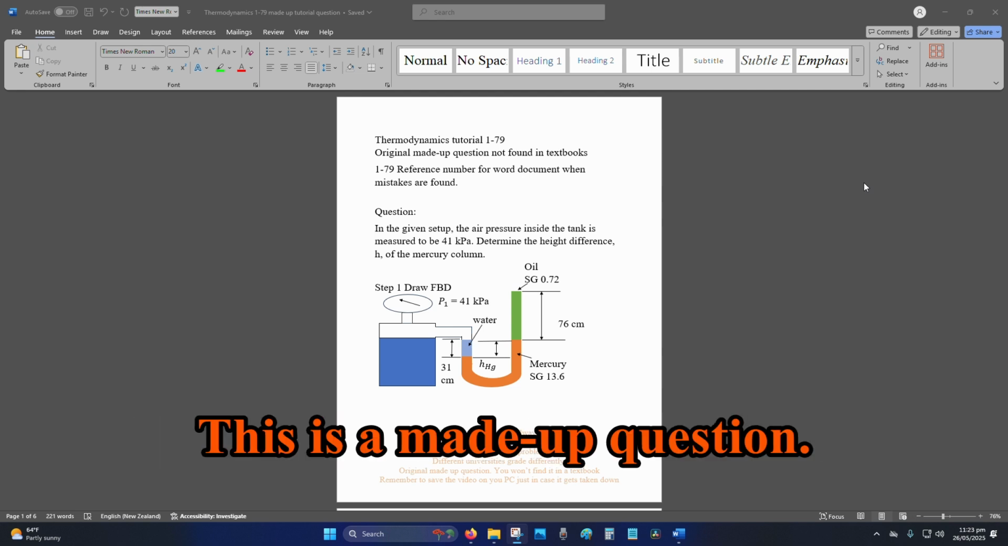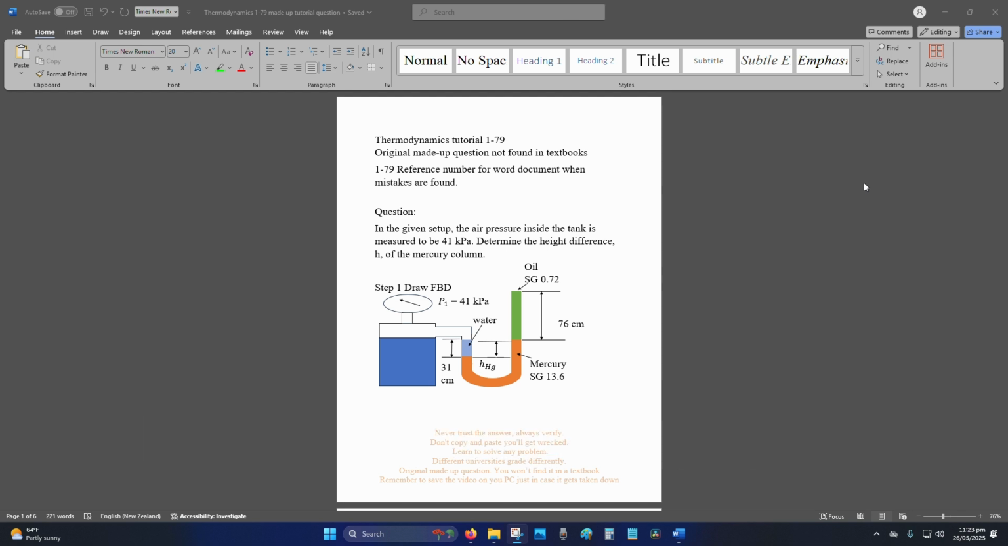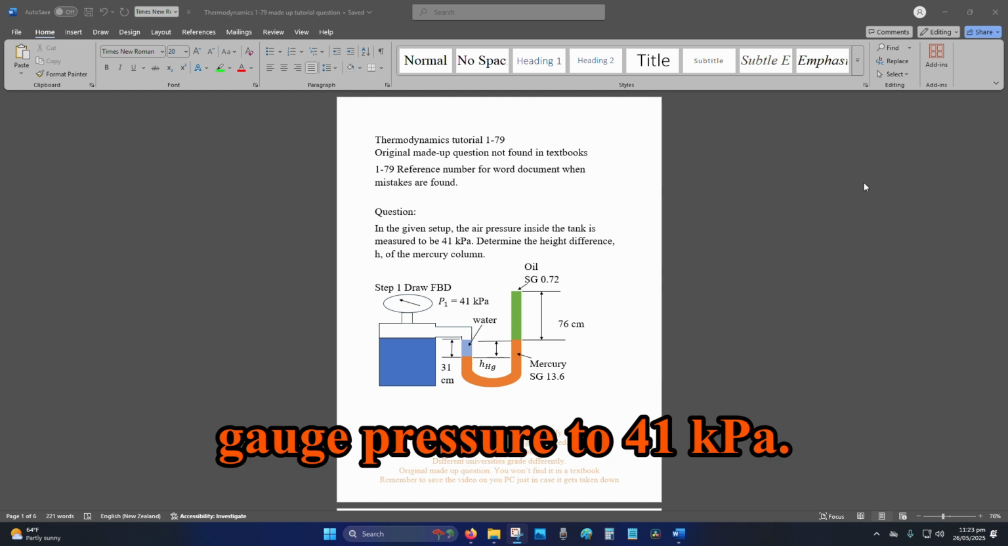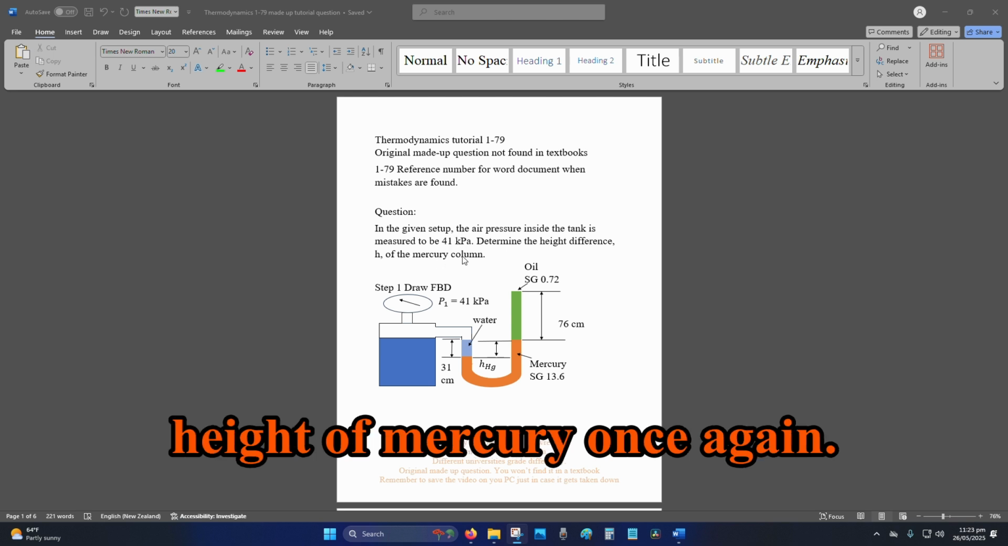This is a made-up question. It's the same as the previous question, except we are changing the gauge pressure to 41 kPa. And we want to find the height of mercury once again.